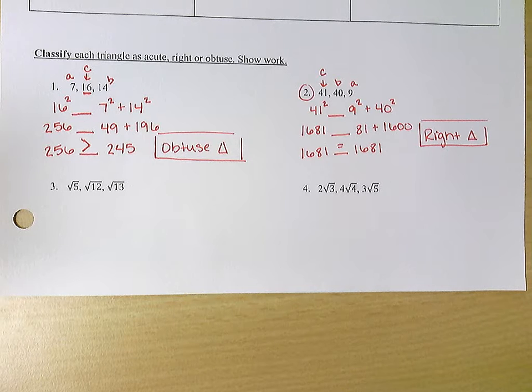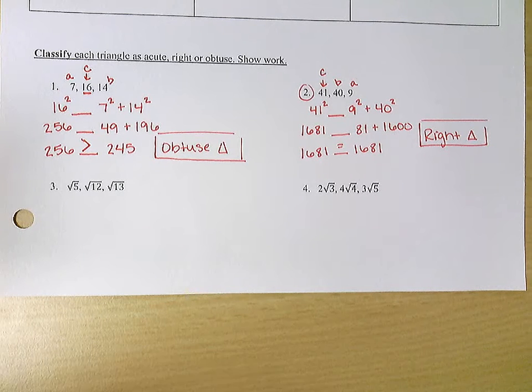Okay, so when you plug in the square root of 5, you get about 2.2, right? Okay, remember that. Next, plug in the square root of 12. You get about 3.5. Is that larger than 2.2? So right now, that is my biggest side. I still have to check square root of 13, though. Okay, square root of 13 is about 3.6, which is larger than 3.5.